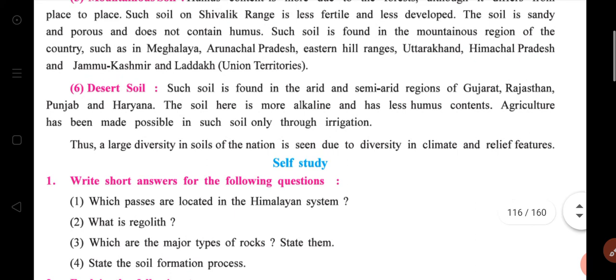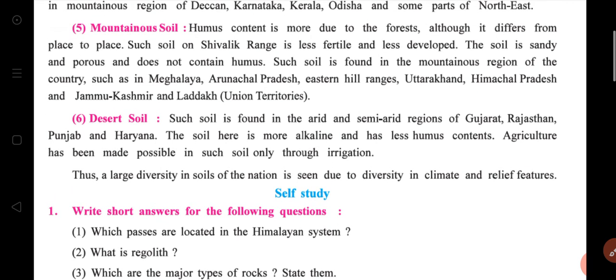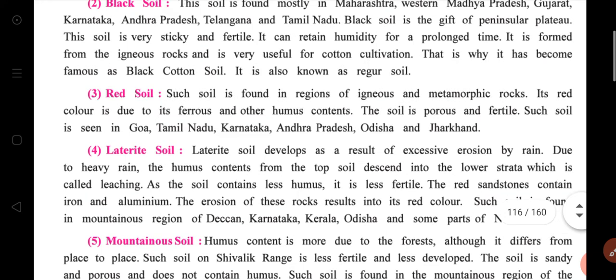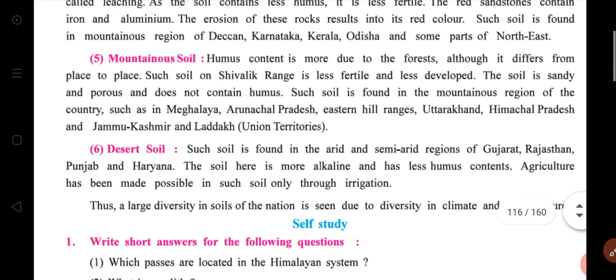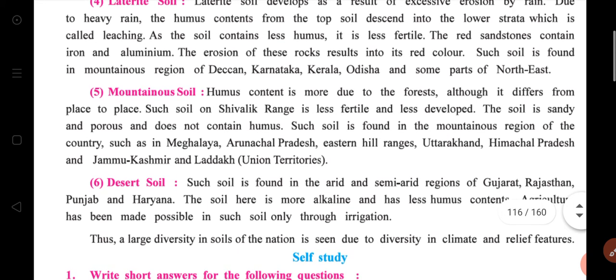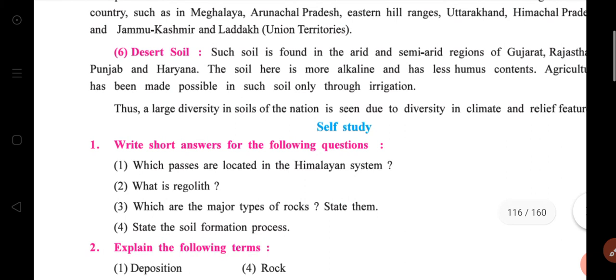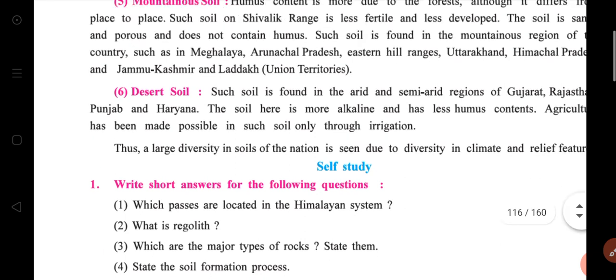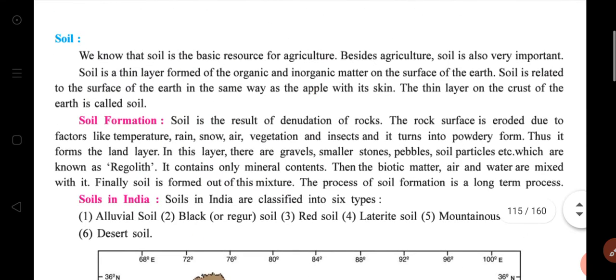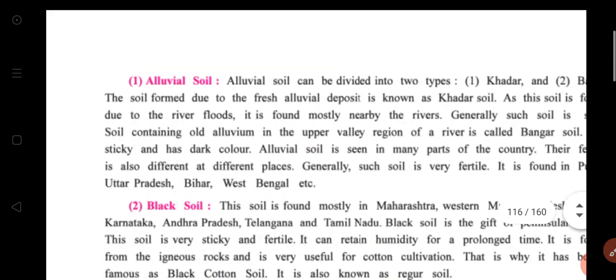So in today's lecture, we have done this chapter, and your homework is in your file note. You write a short note on laterite soil, mountainous soil, and desert soil. In your file note, write a short note on laterite, mountainous, and desert. And in the rough book, you write a short note on rock, mineral, and soil.